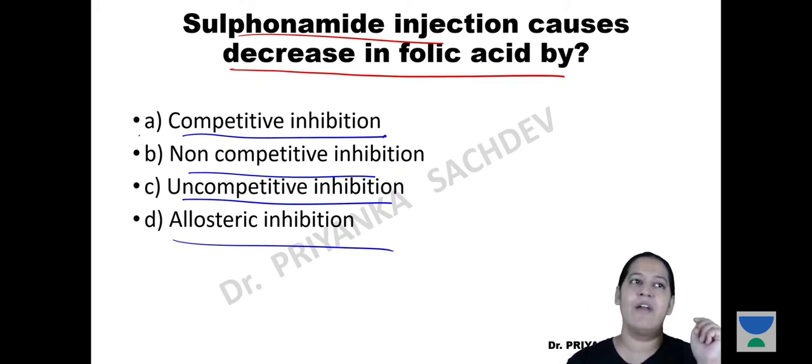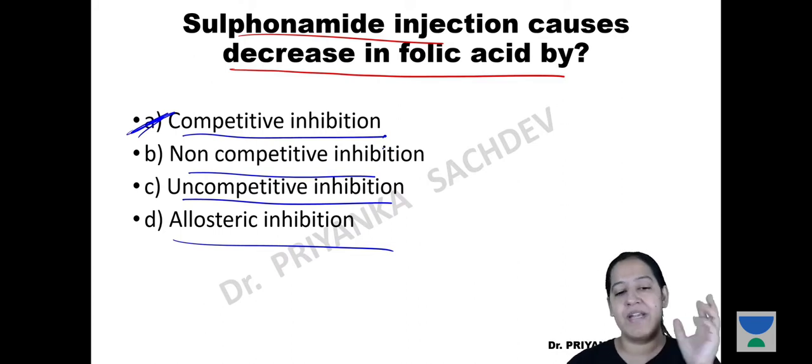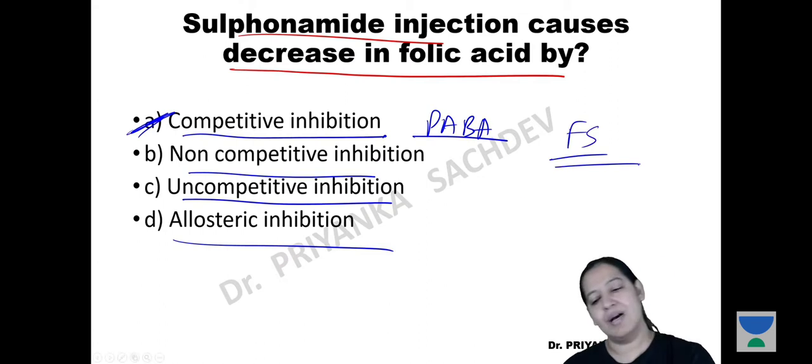Yes, you all are right. It is competitive inhibition. Competition with what? Bhuvi, Rahul, Richard, competition with what? Competitive inhibition is the right answer, but with what? Competition with PABA. So it is a competitive inhibitor of PABA for the folate synthetase enzyme. So the answer is right. The answer is A. Yes, you all are right.